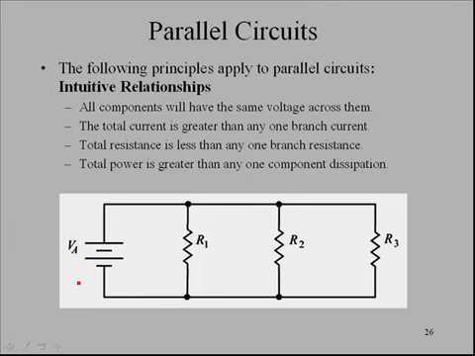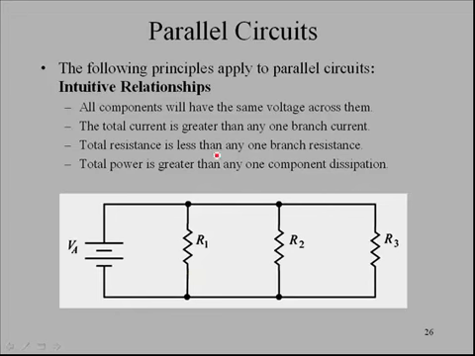Okay, the following principles apply to parallel circuits. All components will have the same voltage across them. The total current is greater than any one branch current. And we will see that as we look at our circuit calculations. We'll find that the total current will be the sum of all three component currents added together.